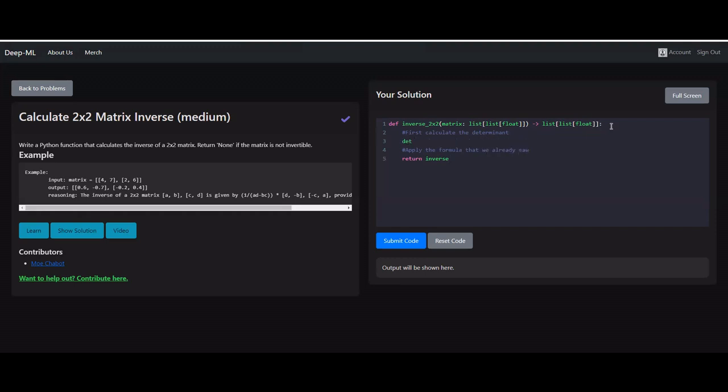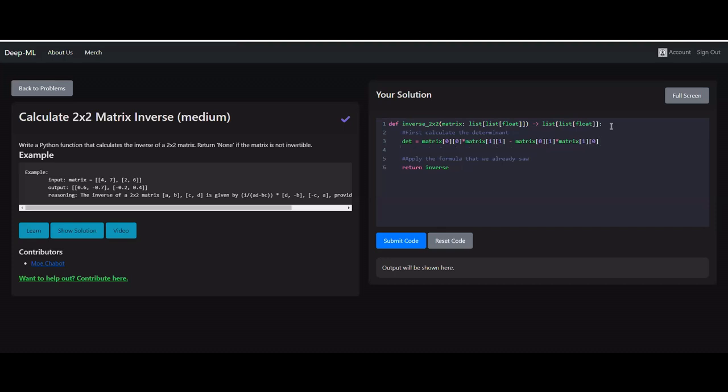So let's first calculate the determinant. As we saw, the determinant is ad minus bc, which is the element in row 0, column 0, multiplied by the element in row 1, column 1. So let's first write that down. Times matrix[1][1], minus b, which is the element in row 0, column 1, multiplied by c, which is the element in row 1, column 0. And that's going to be the determinant.